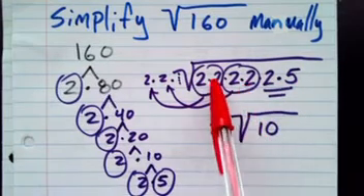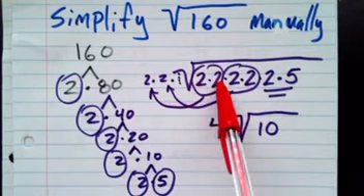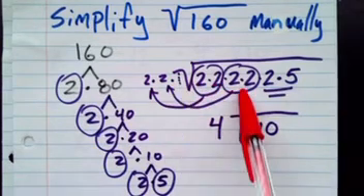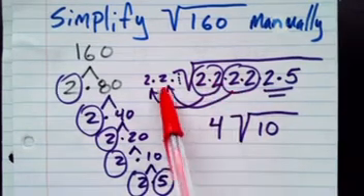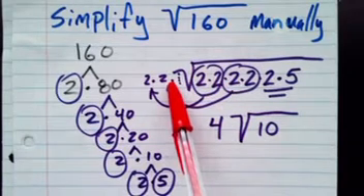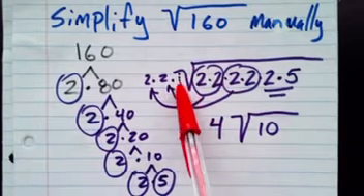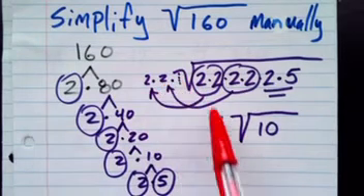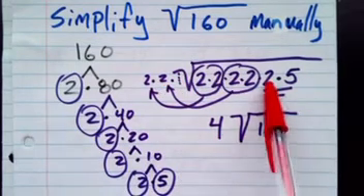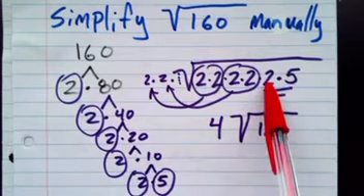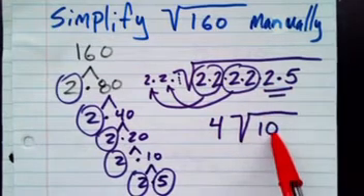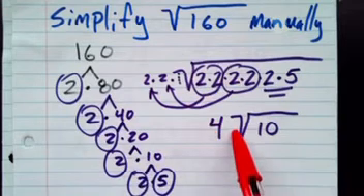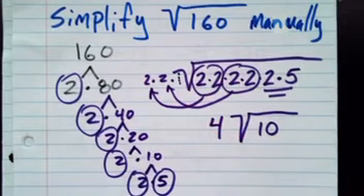Now, in order to simplify the radical, you need perfect pairs or perfect squares to pull out just one value. So I have 2 pairs of 2s, so I can pull out 2 2s. There's an invisible 1 in front of the radical, so 2 times 2 is 4, 4 times 1 is 4. And what's left on the inside, the little loners, you multiply 2 times 5 is 10. So we have 4 times the square root of 10.